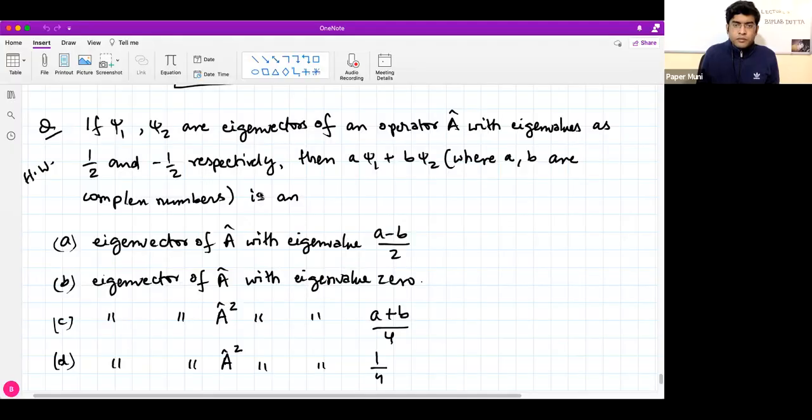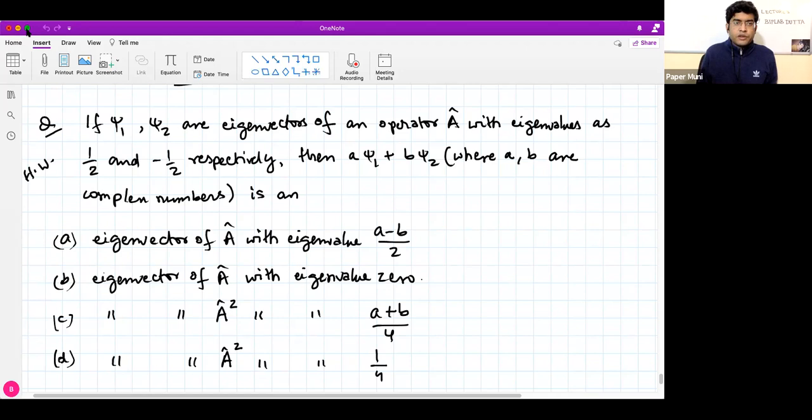So in the last class, what we left was we were doing this question. Was everyone able to solve this? The last question. Were you able to solve this question?